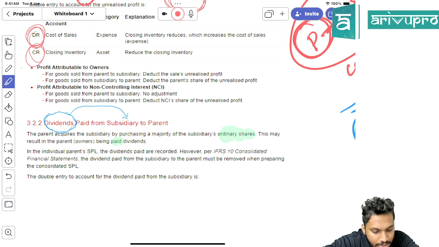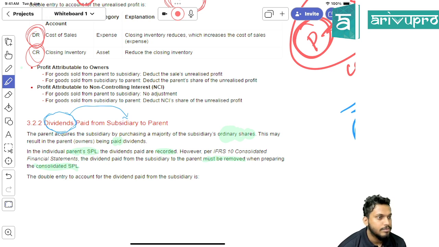So when you are getting dividends, in our individual P&L, it's another income for us, right? Investment income is another income to the organization. So in my P&L, the dividends paid are recorded, isn't it? However, as per IFRS 10 consolidated financial statements, the dividend paid from the subsidiary to the parent must be removed when preparing the consolidated P&L. It's a very important point.